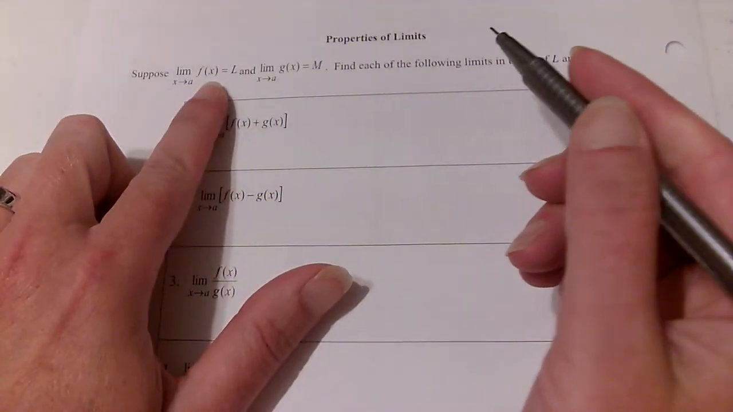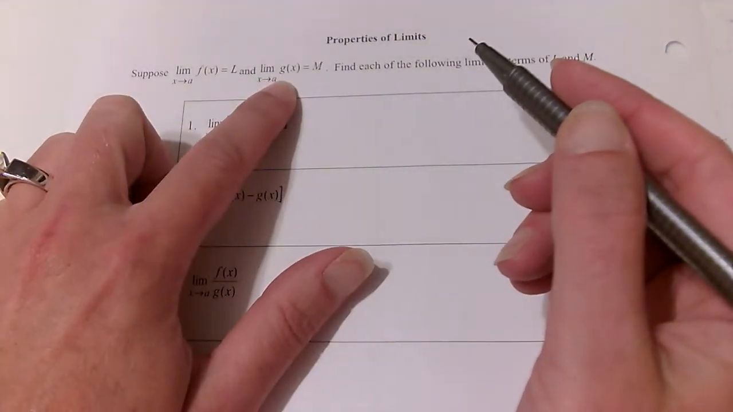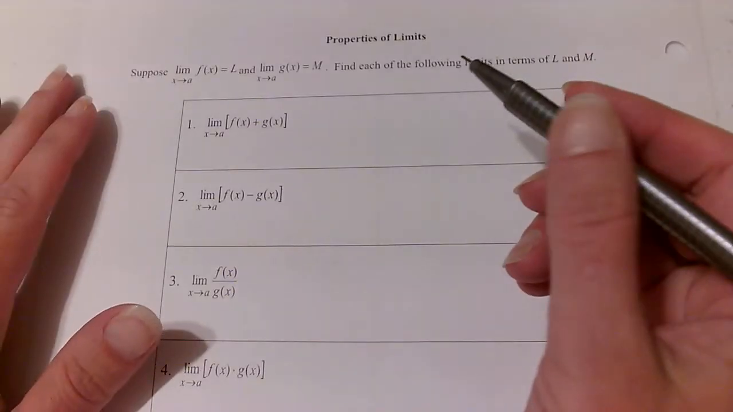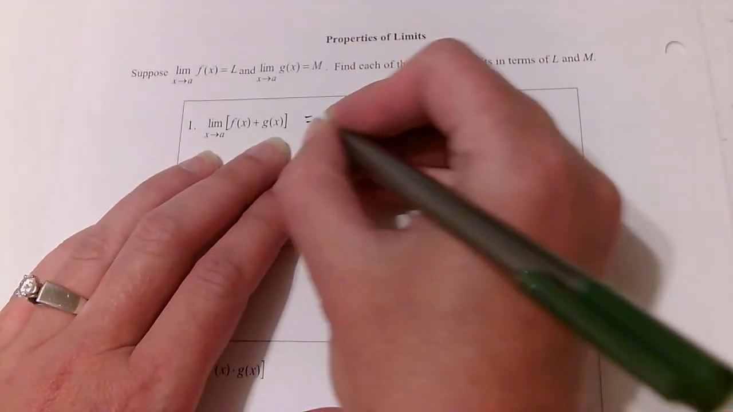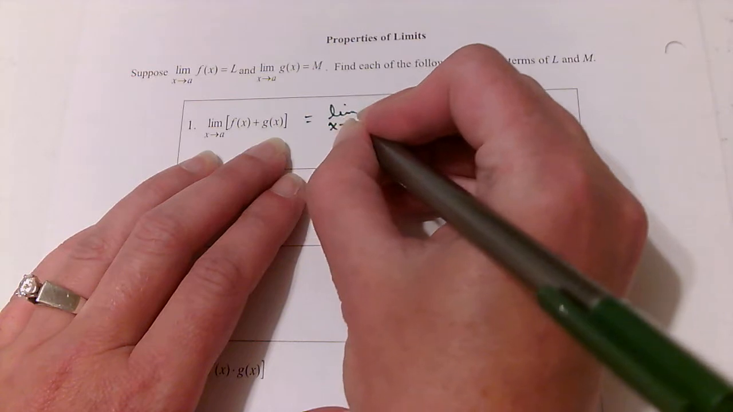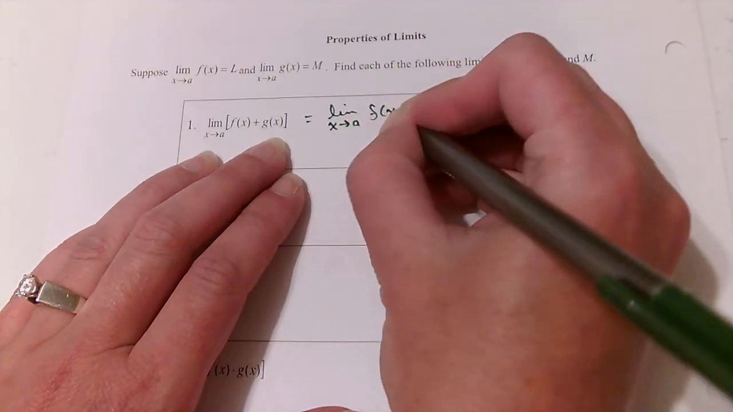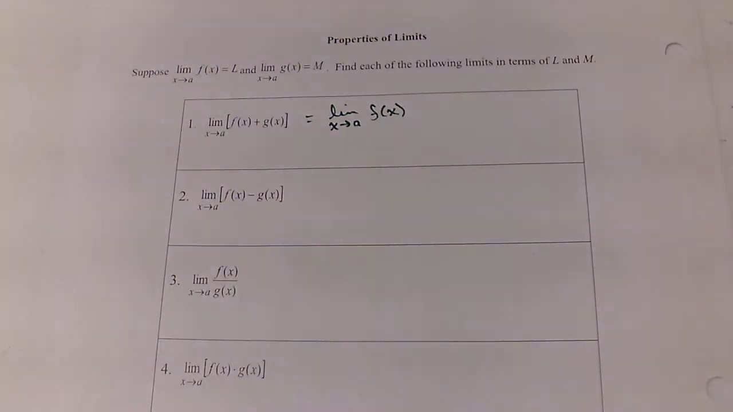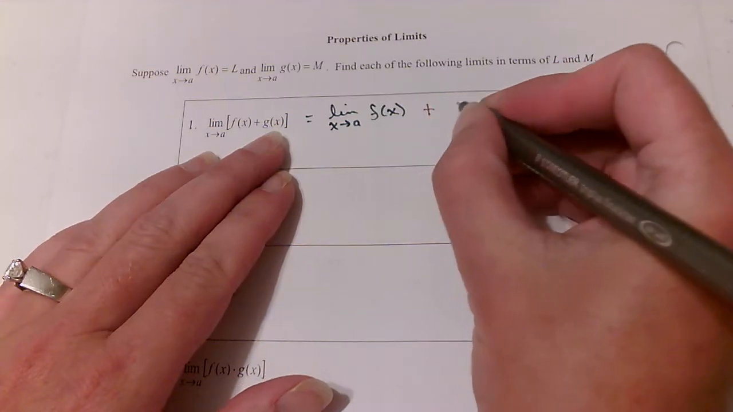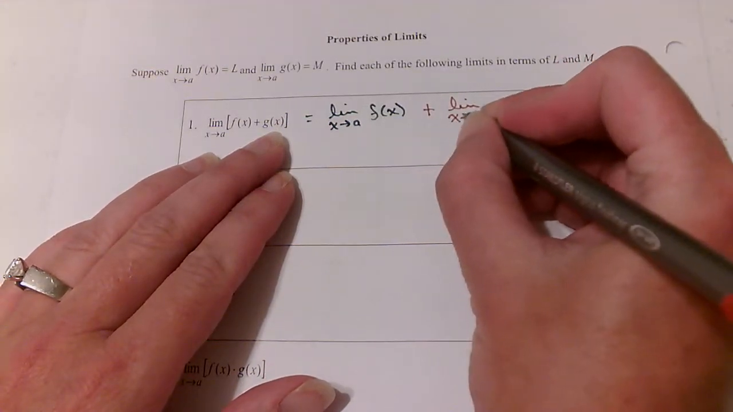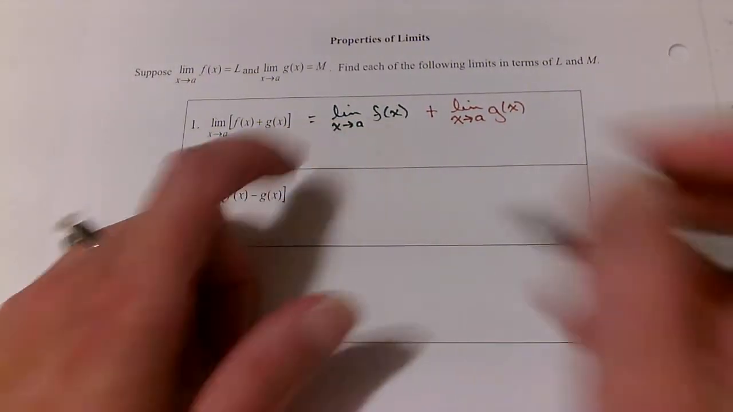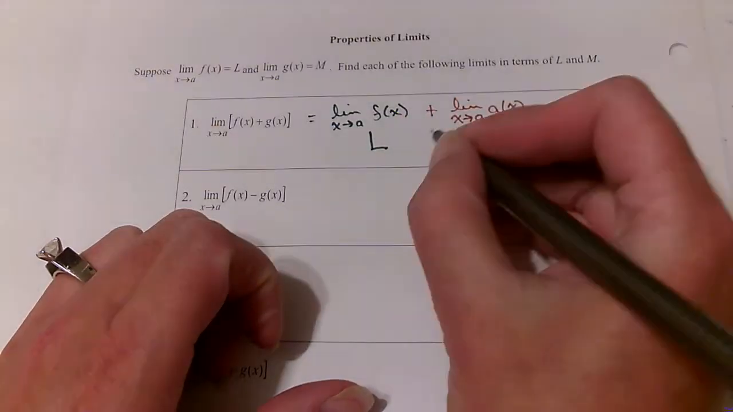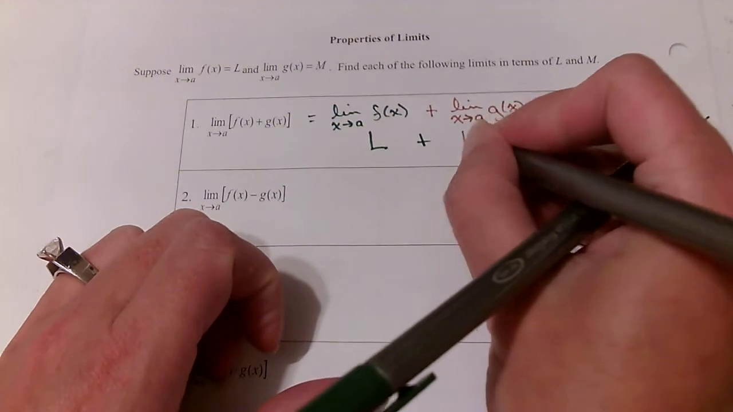We have the limit of f(x) as x approaches a is L, and the limit of g of x as x approaches a is m. So if we had them added together, guess what? We could take the limit as x approaches a of f of x plus the limit as x approaches a of g of x. Well, what was the limit for f of x? It was L plus m.